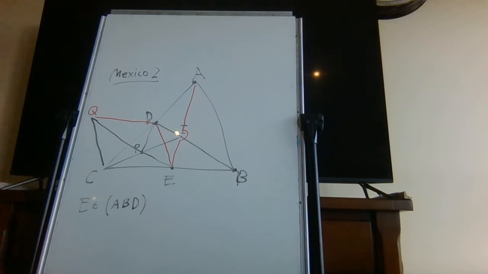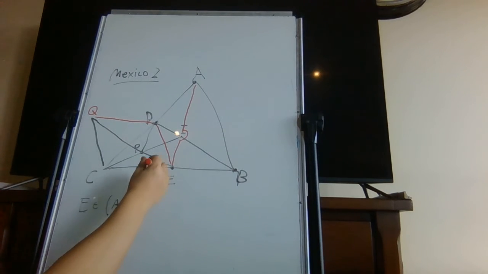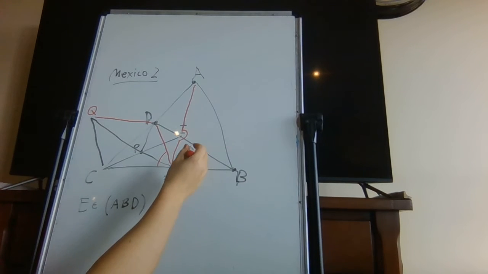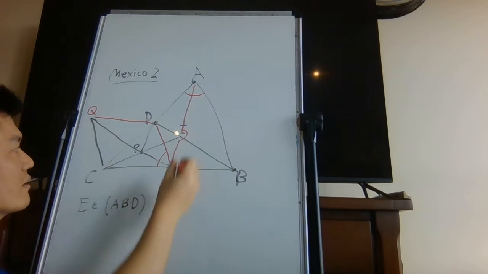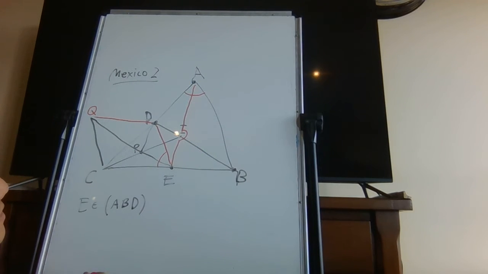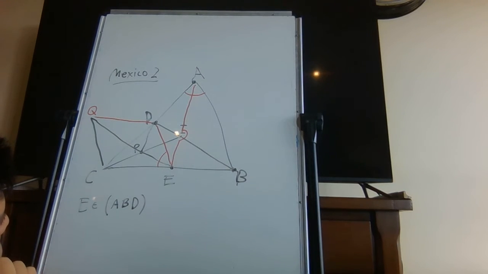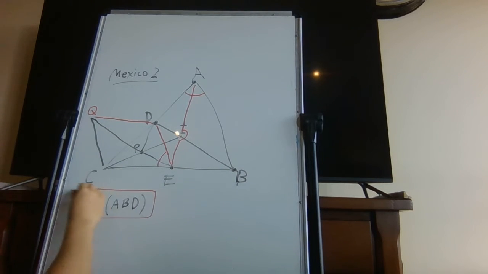Does anyone have a phone? My diagram is fine. Yeah, DECQ cyclic, I think. Wait, what is cyclic? The diagram's probably wrong. Oh, it's the wrong one. So I guess this angle here is just A, right? Is that right? Yeah, I think so, because ABD is cyclic. Yeah, ABD is cyclic.